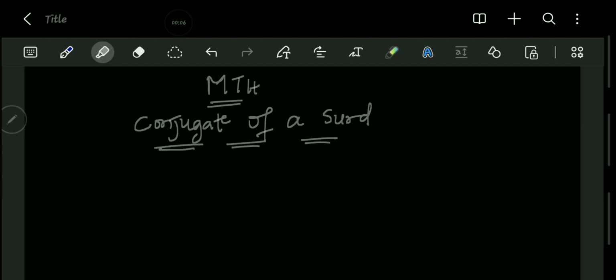In today's video we are going to be discussing the conjugate of a surd, and how to simplify questions on surds by using the conjugate of that very surd.